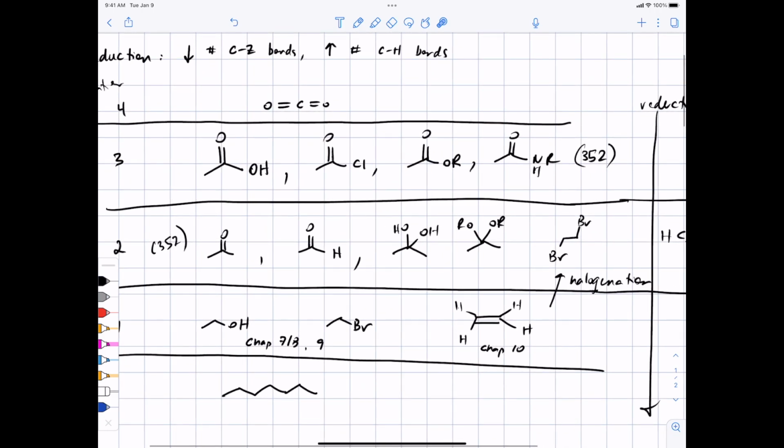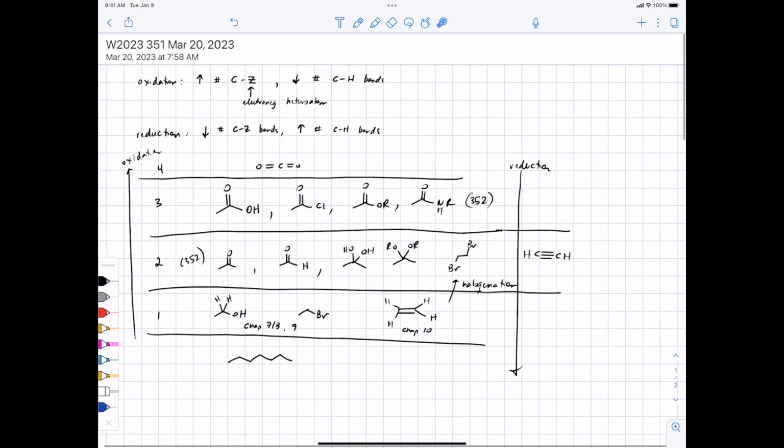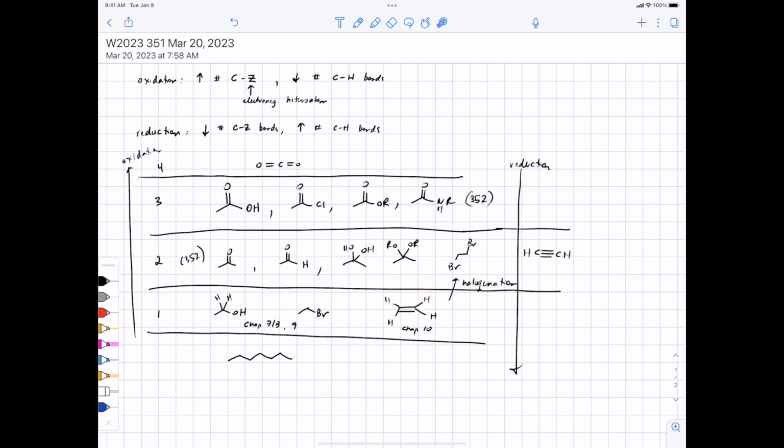So, for example, in going from an alcohol to an aldehyde, you pick up another oxygen-carbon bond and you lose a carbon-hydrogen bond. Sometimes those go together, but in other cases they don't. The olefin versus alkyne versus alkane is one of those where there aren't any heteroatoms, so you just have to watch the carbon-hydrogen bonds.